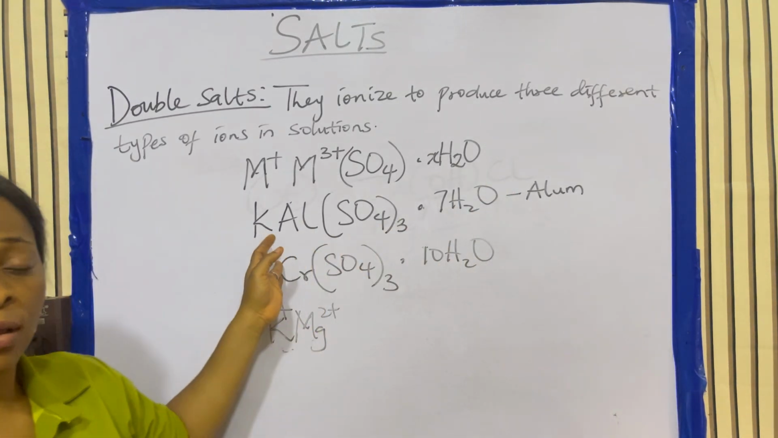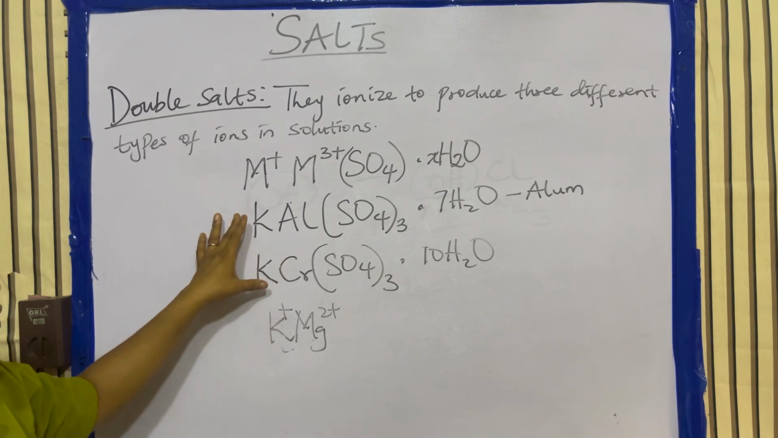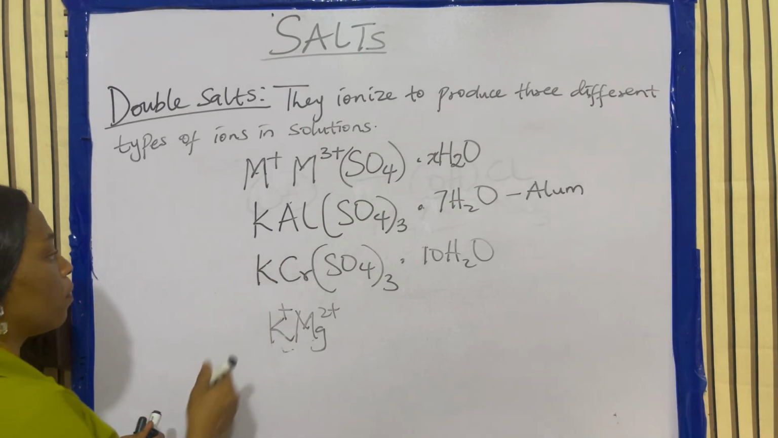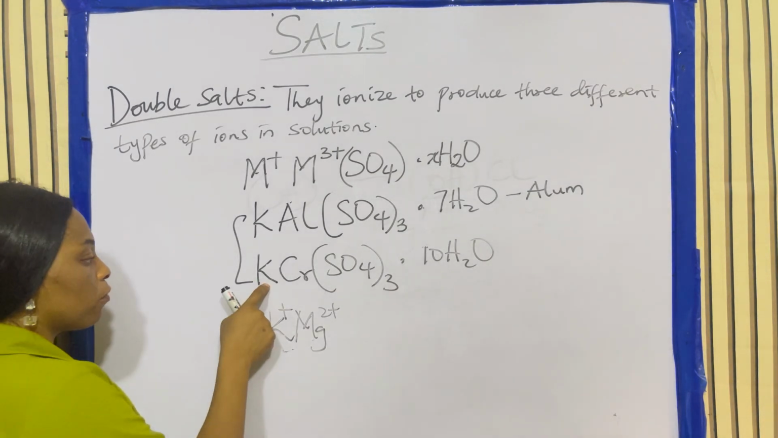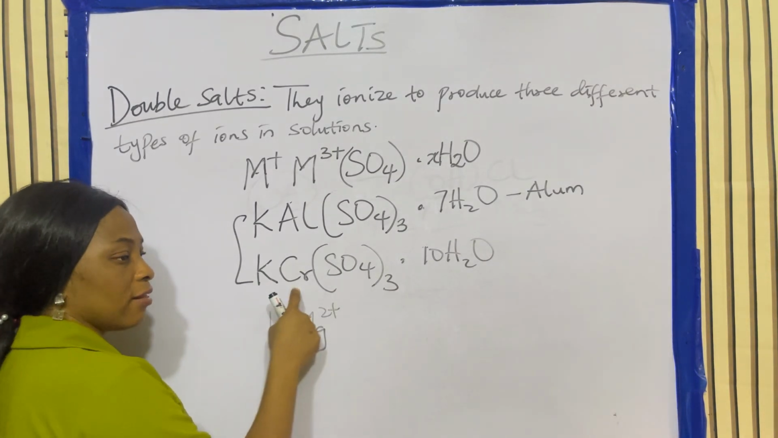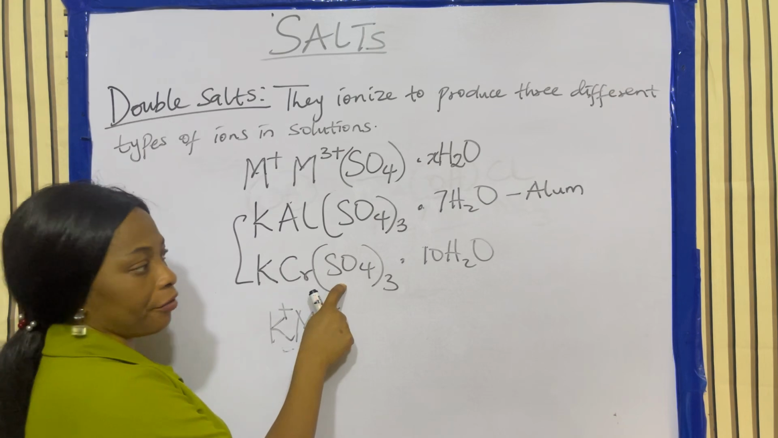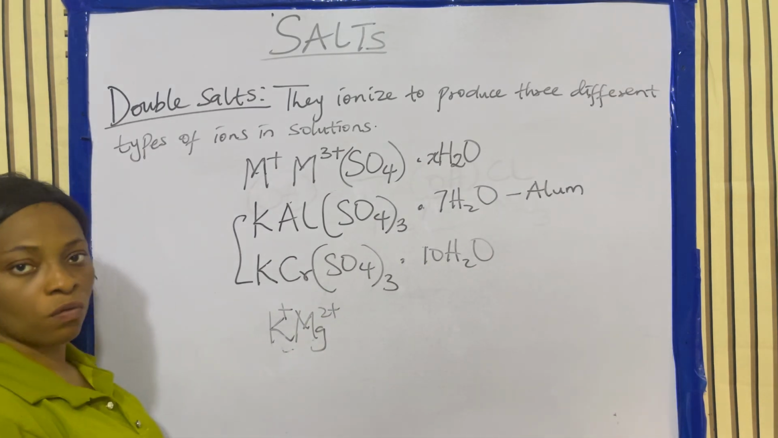Alum is an example of a double salt. So these two are examples of double salts. The first must be univalent, the second must be trivalent, the third must be an anion, then with its solution.